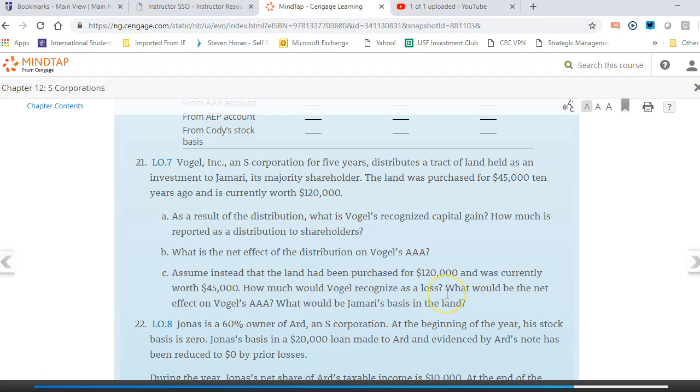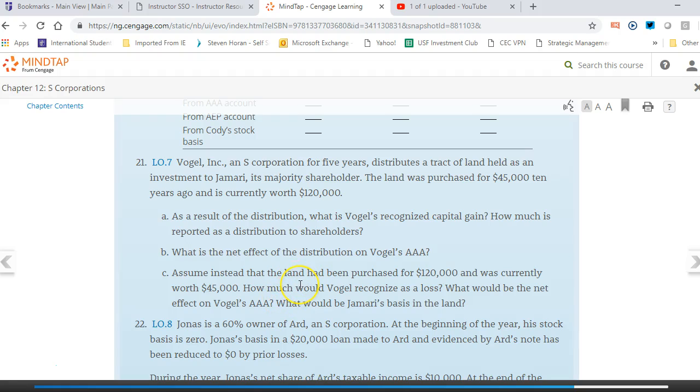Okay, so now we're upside down. There's a $75,000 realized loss not recognized on the corporate level. We can't recognize that on the corporate level because it's a loss. It does not reduce Vogel's AAA. Only when the S Corp sells the asset does it recognize the loss and reduce AAA. Therefore, the net effect on the AAA is a decrease of 45,000. So the answer to B and C is both 45.